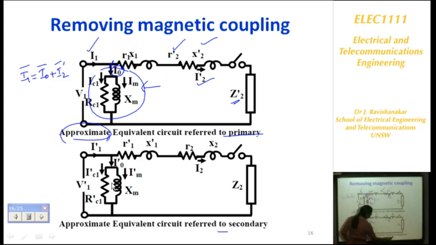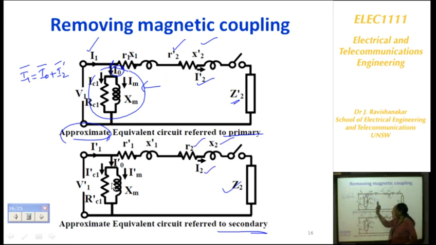Now we can also refer it to the secondary. When you refer it to the secondary, we keep Z2, I2, R2 and X2 the same. Now R1 becomes R1 dash, and X1 becomes X1 dash. Xm becomes Xm dash, the current becomes Im dash, and the resistance becomes Rm dash. In here it is given as Rc1, but we can also take it as Rm, so this will become Rm dash. The corresponding current is Im dash, and this becomes, say, IR dash.